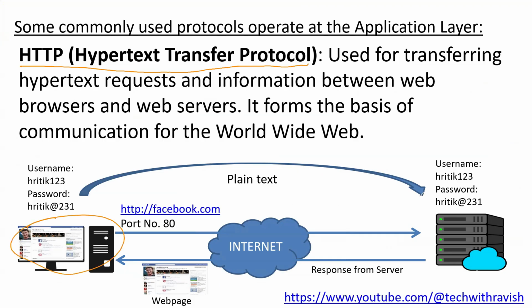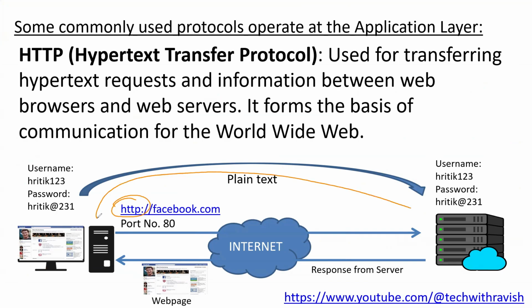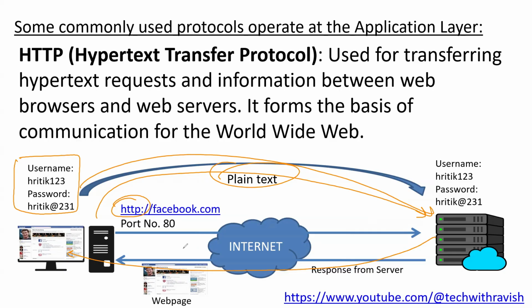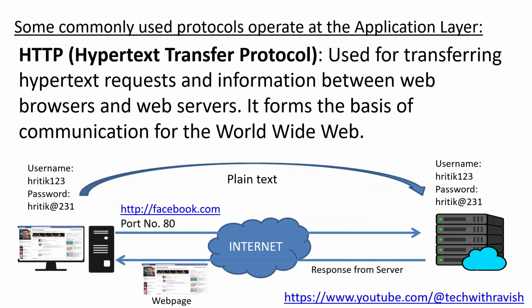This is my computer system, and this is the server on which my web page is available. If I forward the data in HTTP format, what will happen? The data will be forwarded in plain text. This is my username and password. The same username and password will be forwarded to the internet, and the web pages will be opened in my browser, but all the data will be forwarded in plain text. Okay. So the HTTP protocol is used to transfer the hypertext request and information between the web browser and the web server.